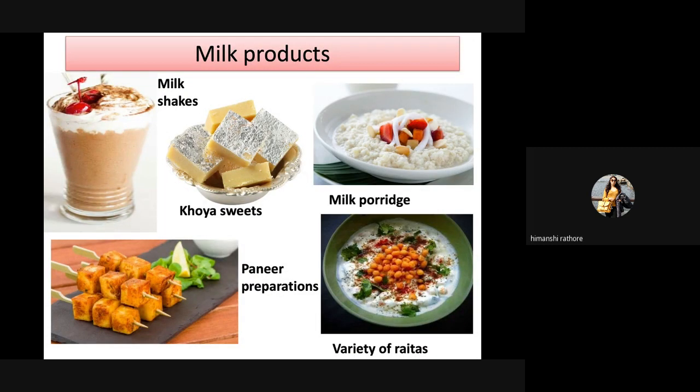Here are some milk products which are prepared in our country. Milkshakes made out of milk, khoa, which is used in making burfis, milk porridge, and a variety of raitas, which are used in culinary dishes. Then paneer preparations are always there on Indian plates, because it is widely consumed in all the states, and used in making vegetable curry, and tikkas also. So these are the products which are being prepared.